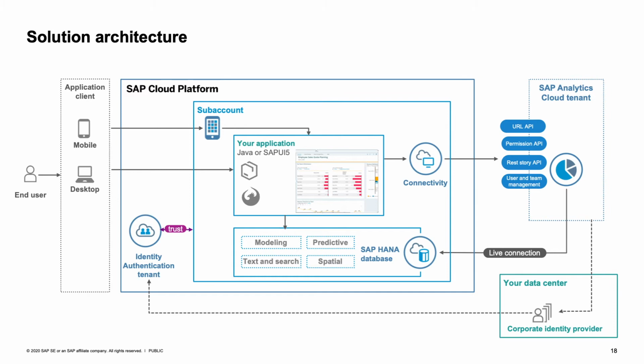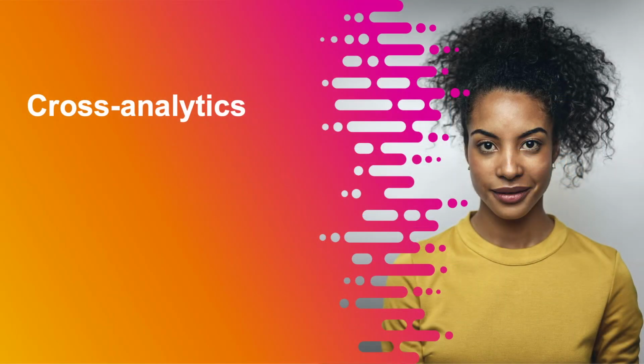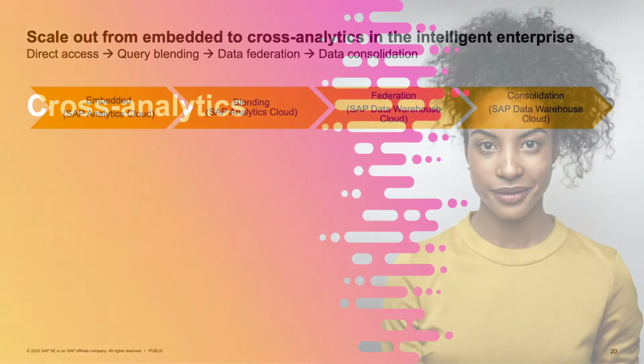Also, there are APIs available for listing your stories, as was the case with SuccessFactors when they use the listing. You also are able to configure your corporate IDP to this SAC tenant. So far we have spoken about embedded analytics with SAC. Now let's have a look at cross-analytics.